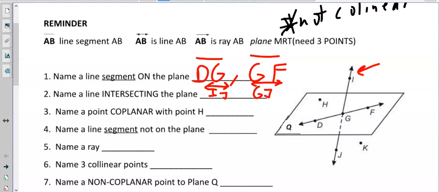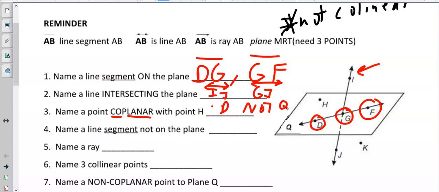Name a point coplanar. Remember, this means on the same plane with H. So H is on this kind of piece of paper here. So what are my choices? Well, D is on there, G is on there, and F is on there. Okay? We can use any of those points. Right? But remember, not Q, because Q is not a point. Okay? Also, we can't use I, J, or K because although those are points, they are not on the plane.